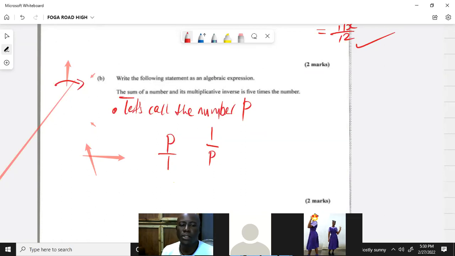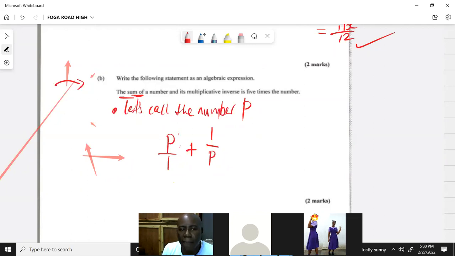Now, they did say the sum of a number and its multiplicative inverse. You could see that these two things are the reverse, or what we call the inverse of each other. But they say the sum of them. That means you need to put a plus sign between them. So it says the sum of a number p and its multiplicative inverse. So this part is good.